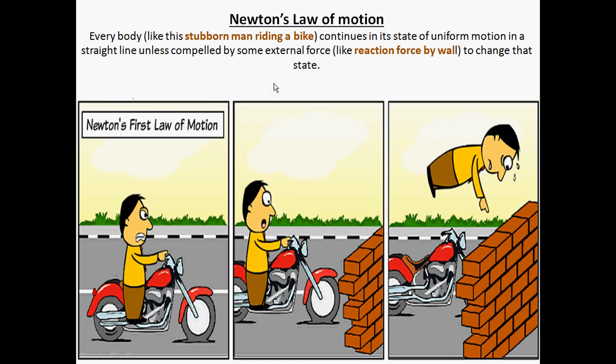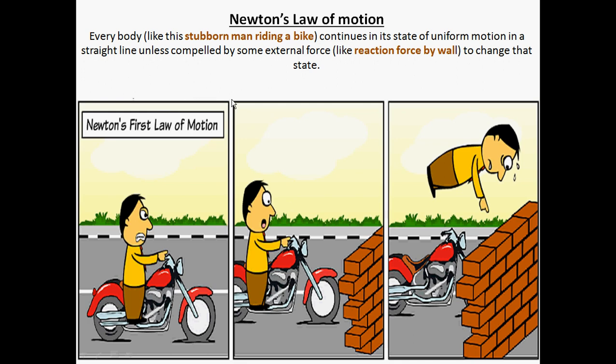So students, whenever an external force is applied on any object, the state of motion of that body changes. Initially this person was riding a bike and moving along the road. Suddenly a wall came in front of him, and the wall applied a reaction force, an unbalanced force, on this bike, because of which this man fell down from the bike and the bike came to rest.